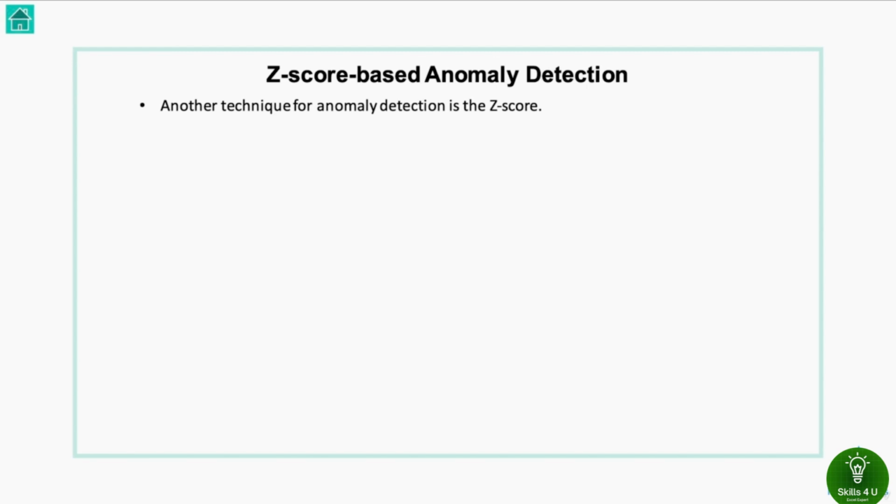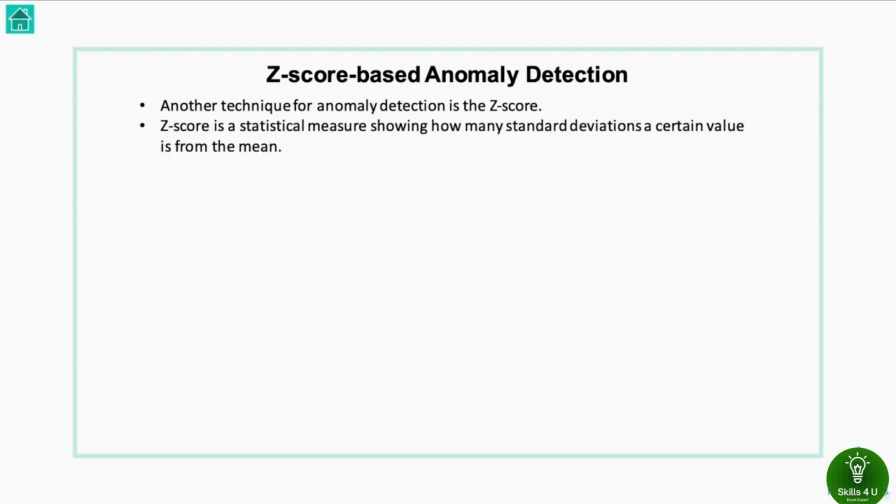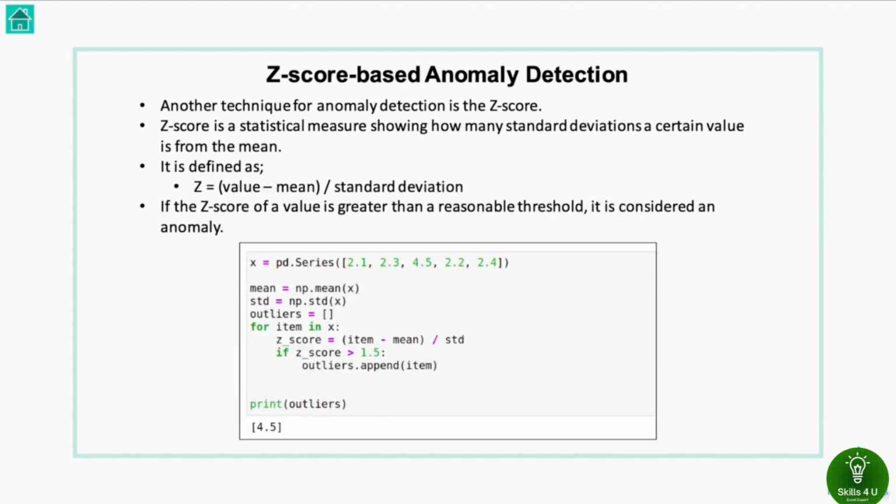Yet another method to detect anomalies in the data is the z-score, which is a statistical measure that shows how many standard deviations our value is from the mean value. If the z-score of a value is greater than a certain reasonable threshold, that value is treated as an outlier. Let's detect anomalies in our data using the z-score of the values.